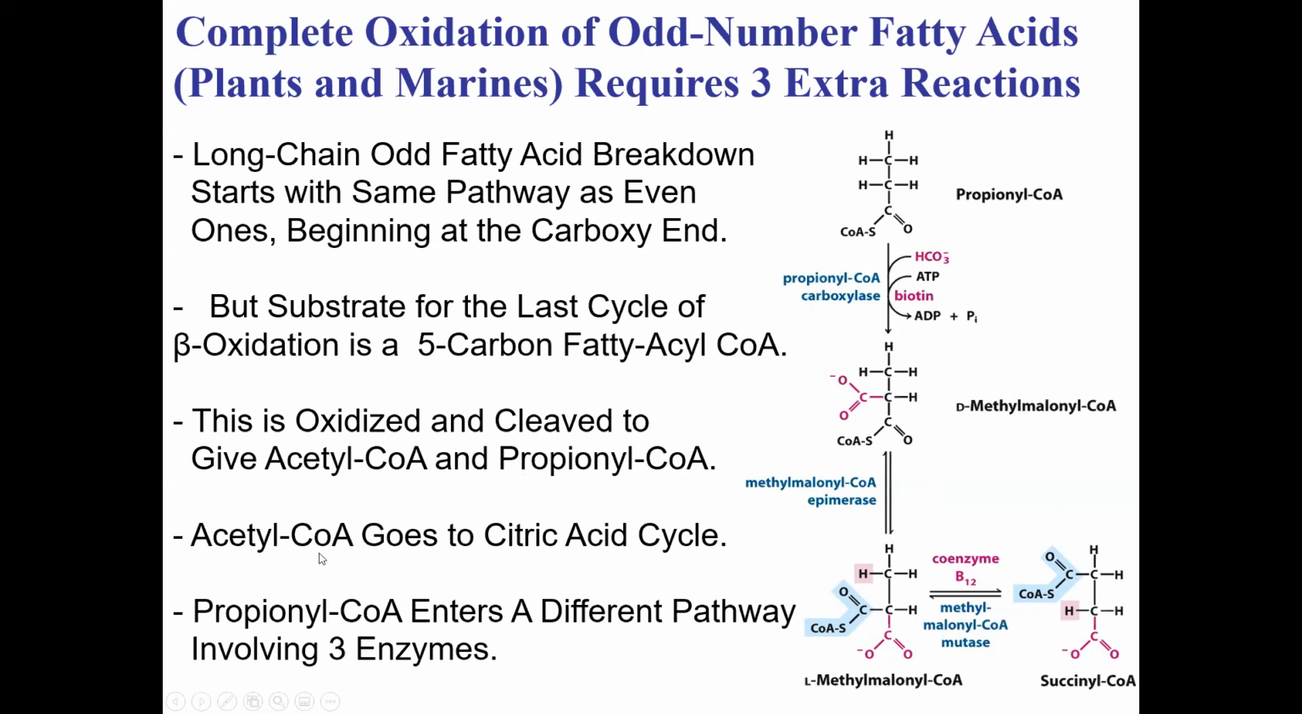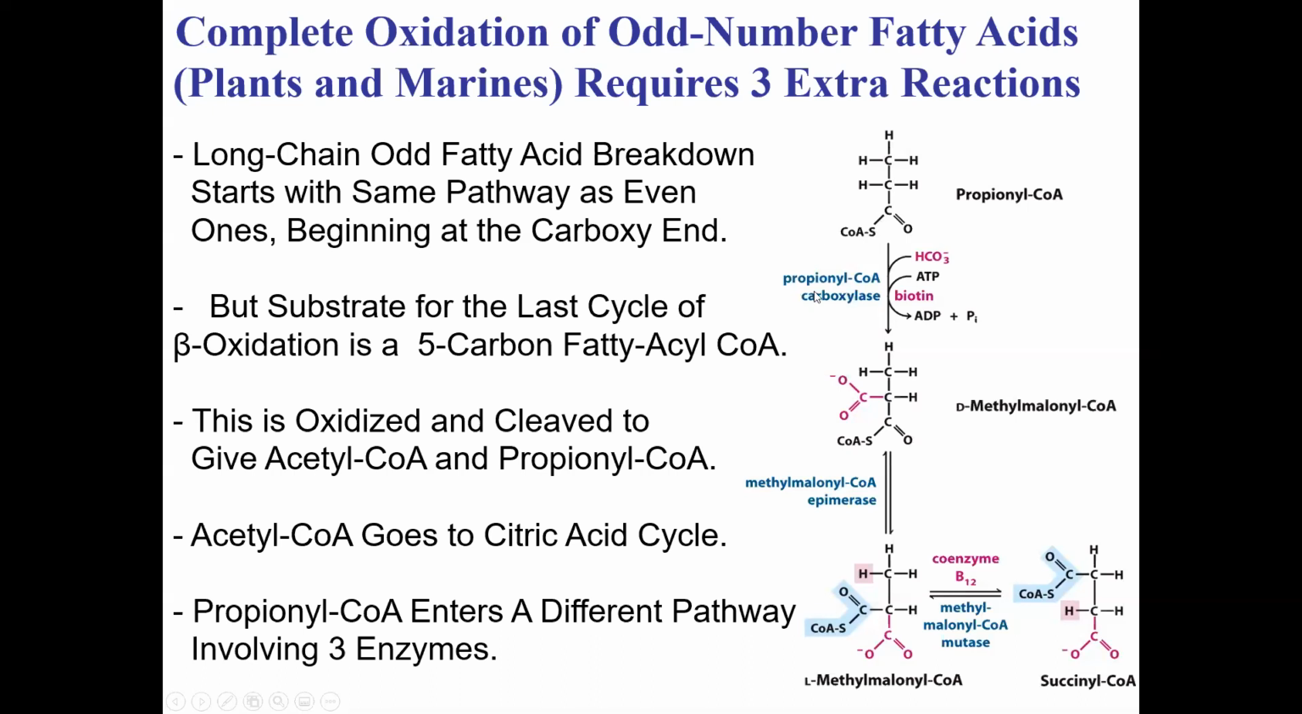And so acetyl coenzyme A goes to the citric acid cycle, but propionyl coenzyme A has to get converted into a product that can be utilized as a citric acid cycle intermediate. Okay, very cool. So you start out with propionyl coenzyme A. You can see it's a 3-carbon, right? 1, 2, 3 carbon, and it's already activated. That's what you'll produce in the last cycle of beta oxidation.